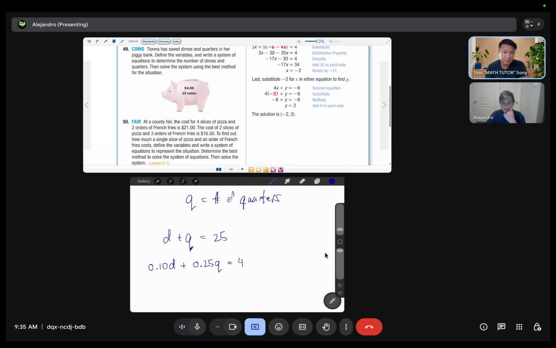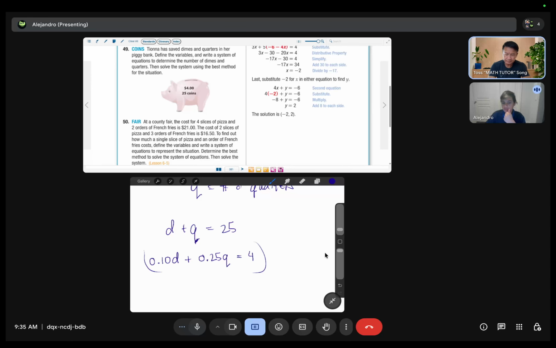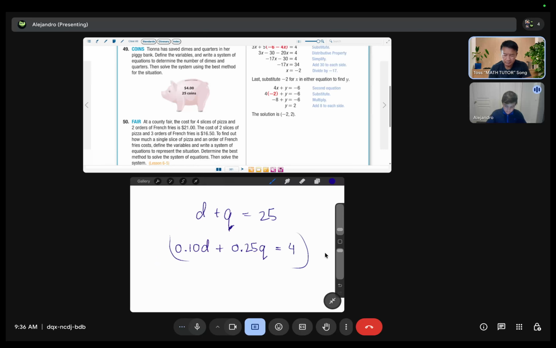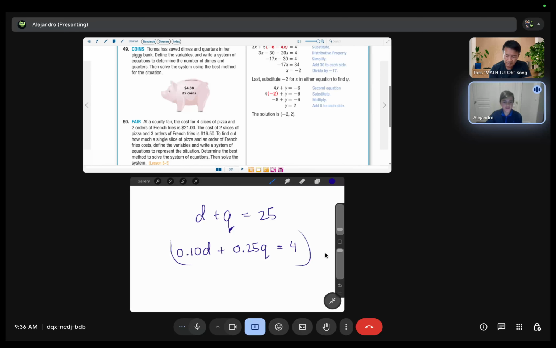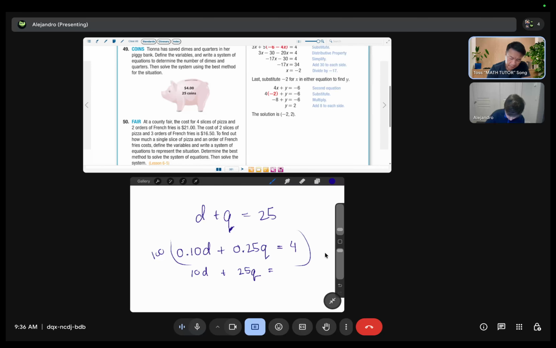What do you think? I will still do it. Let's multiply the second equation by what? I would multiply the second equation by 100 to remove the decimal. Yes, let's do it. So we do that first. So it's 10D plus 25Q equals, 4 times 100 is 400.